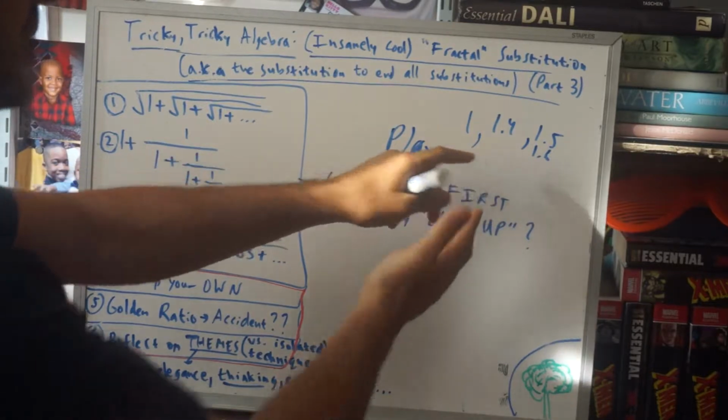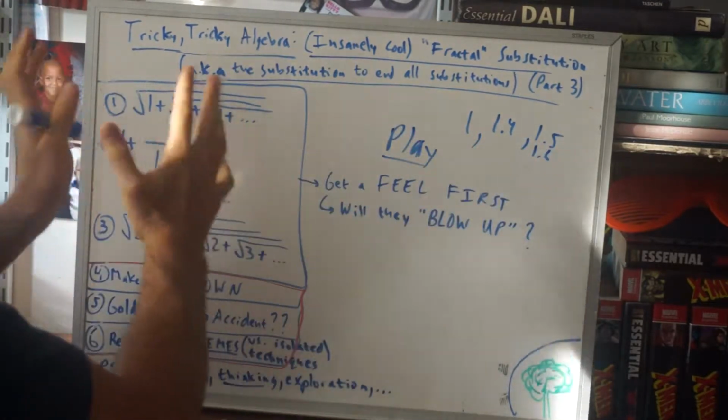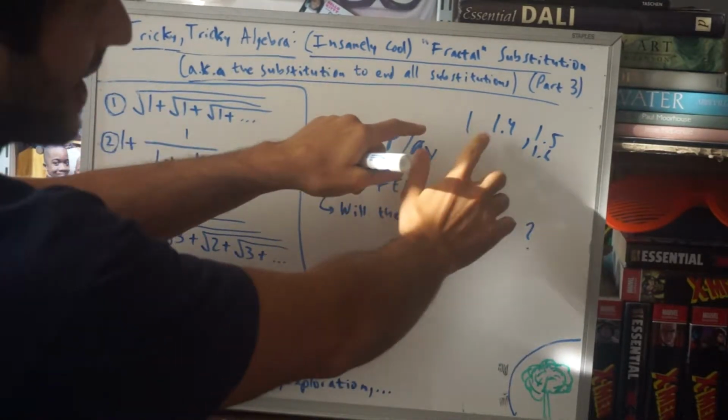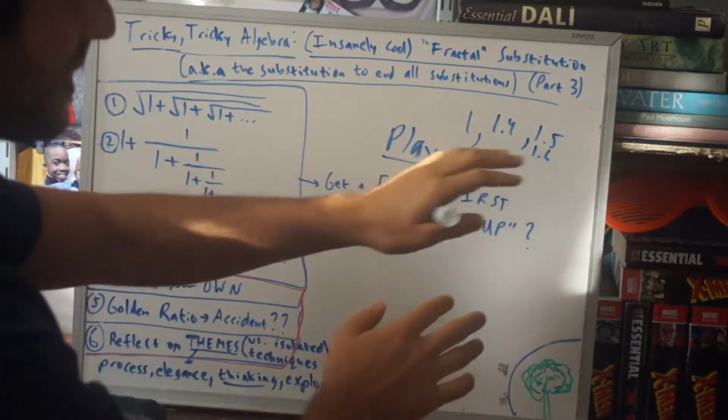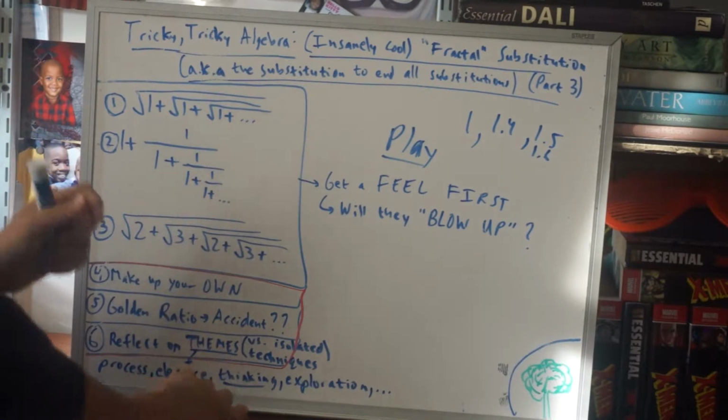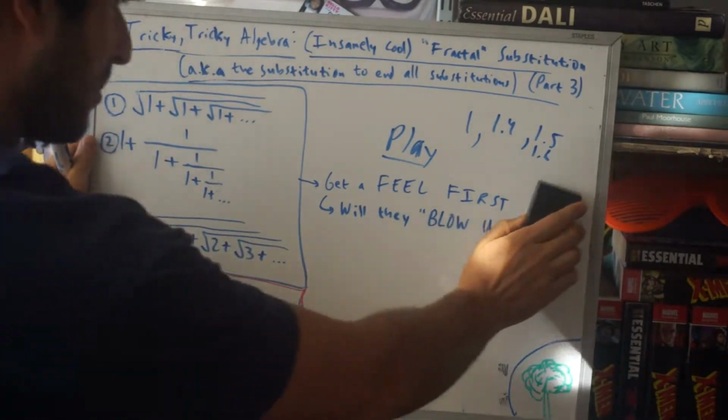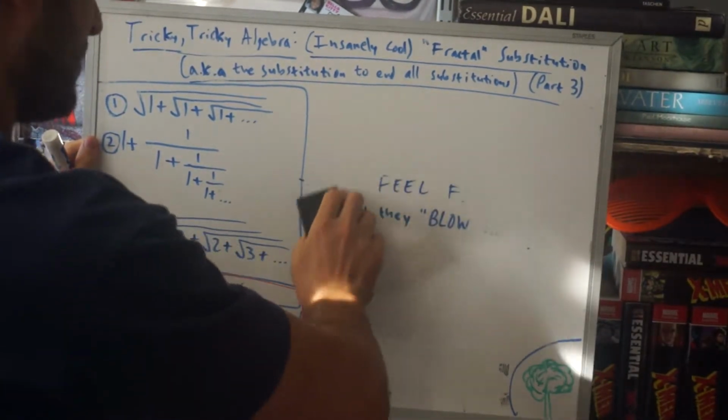So my prediction is, I happen to know the answer to these problems, but I don't think it's gonna blow up too much. It looks like it's gonna sort of slow down and probably get close to a number. So that tells us it's worth solving these problems. All right, how do we solve them?